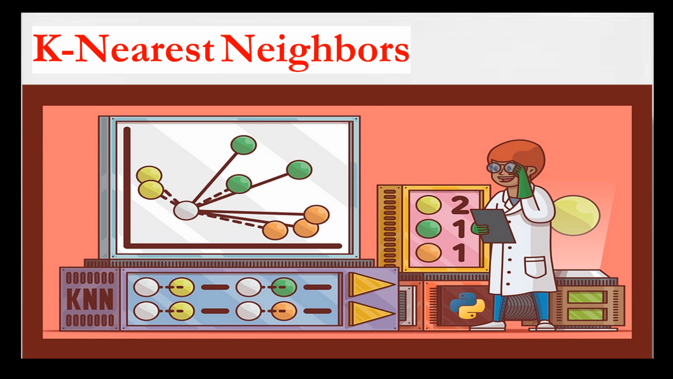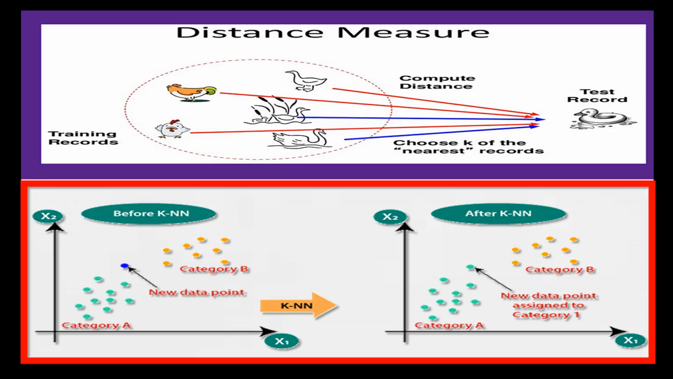So imagine you have a map of the city with various neighborhoods. If you wanted to determine the type of neighborhood a new location falls into, whether residential, commercial or industrial, you could look at the k nearest locations on the map. And by examining these k closest locations, you can make an informed decision about the new location's neighborhood type.